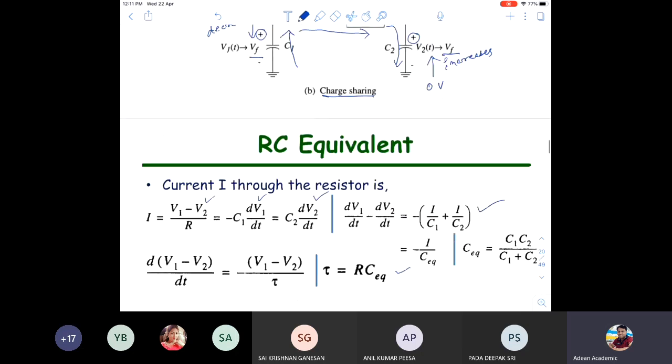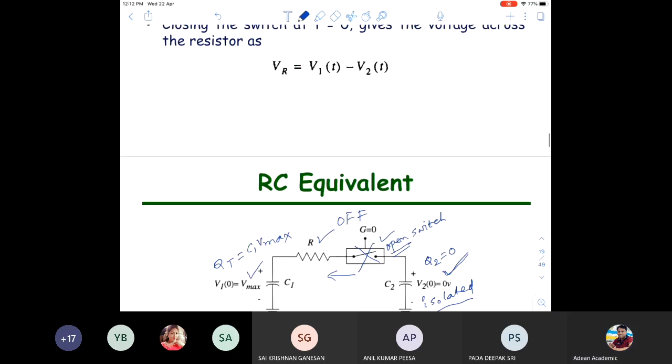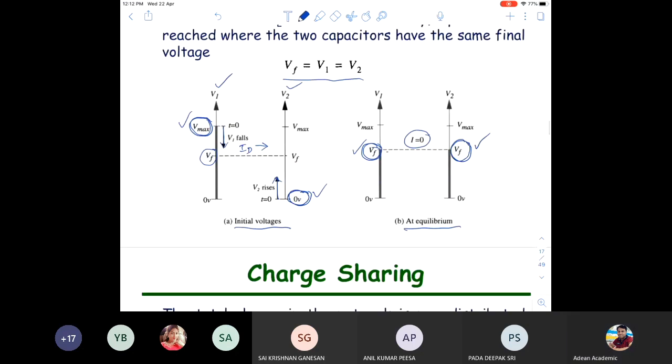So like in this figure, Vmax will come to Vf, V2 will also come to Vf. So both will be coming to Vf. But we don't know where this Vf level holds, whether it is here or here or here. If C1 is equal to C2, Vf is equal to half of Vmax, exactly the midpoint.